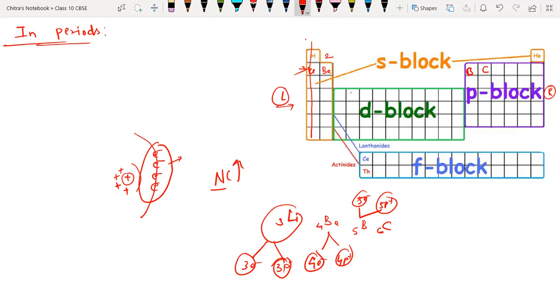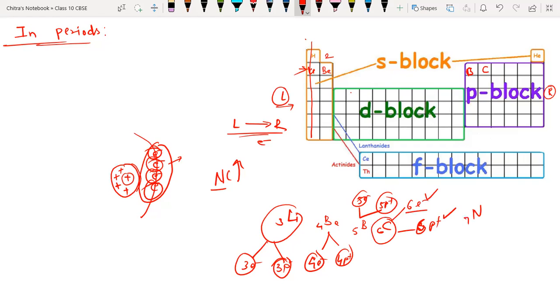So when we are moving left to right, all the time electrons are added in the same shell. If electrons are added, that means protons are also added in the nucleus. Because if we discuss the 6th element, which is carbon, carbon has 6 electrons and 6 protons also. It means all the time, if electrons increase, protons also increase in the nucleus. For nitrogen, we have atomic number 7, so it has 7 electrons and 7 protons.